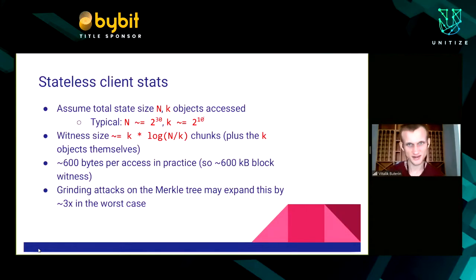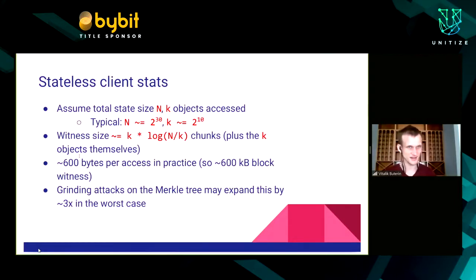The witness size, the size of the Merkle branches for all K of these objects, is roughly the objects themselves plus these Merkle branches that have K times the log of N over K chunks. If you're just proving one chunk, so K equals 1, then the witness size is a log N chunk, where a chunk just means a hash, so it's 32 bytes. But if you have more than one branch, then you can make a bit of savings and combine the parts of the Merkle branches that are redundant with each other. And so instead of K times log N, it's K times log of N over K.